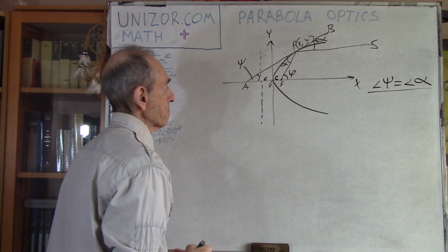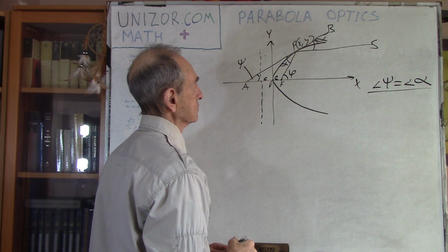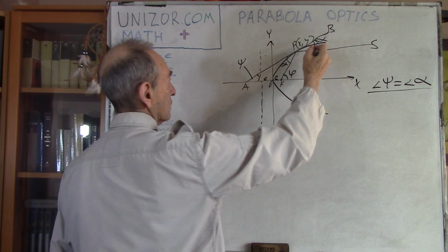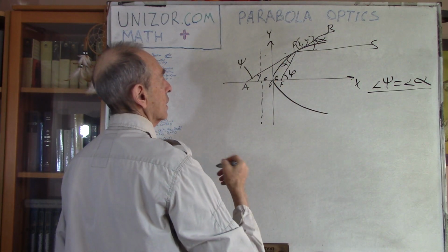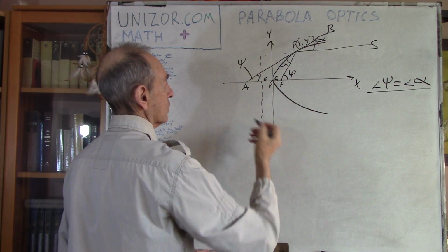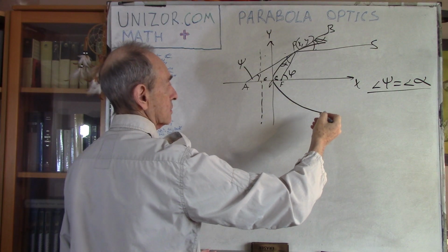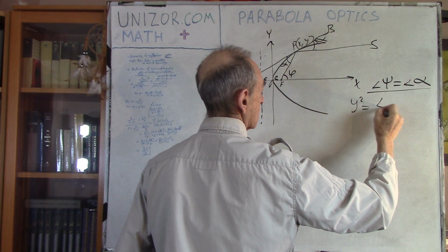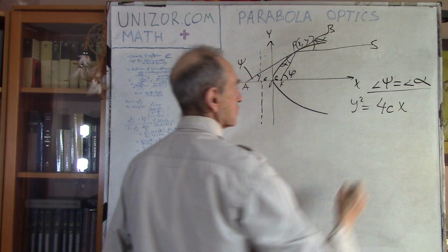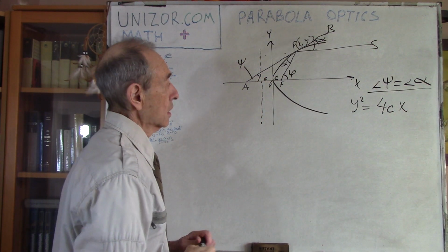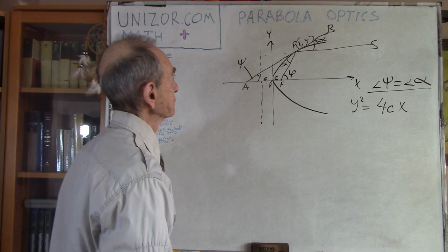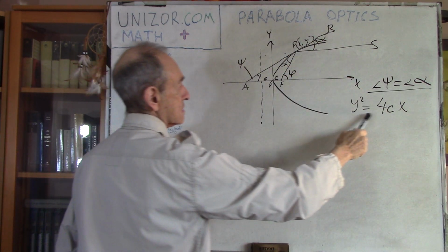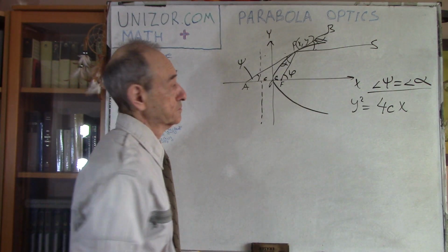Okay. Now, what I will use is two things. First of all, that this alpha is equal to this alpha, and also I will use the fact that this is a parabola. What does it mean that this is a parabola? We have derived the equation of parabola in a previous lecture. So we'll use this. So x and y satisfy this particular equation.